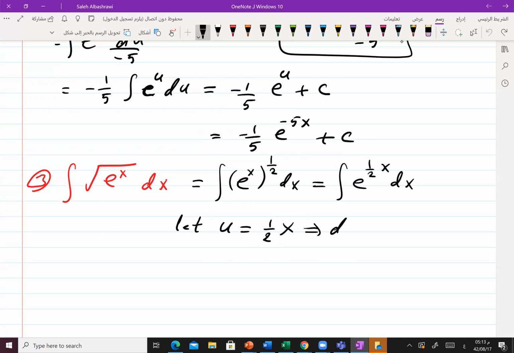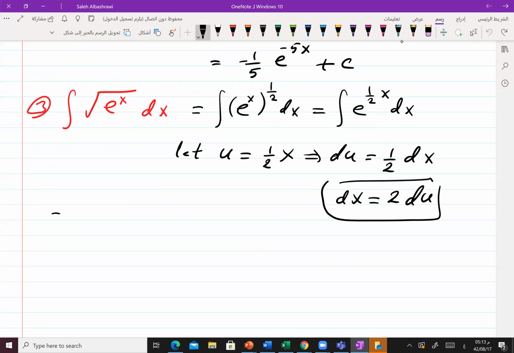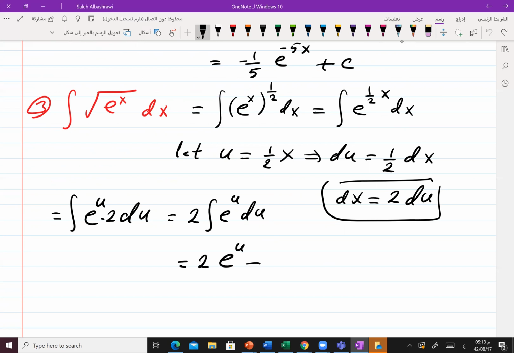This will give me du equal to 1/2 dx, or dx will be 2 du. Now the integration can be written as e^u, where dx is 2 du. So we can take 2 outside. I will have e^u du, which is equal to 2e^u plus the constant c, or it is 2e^(1/2 x) plus the constant c.